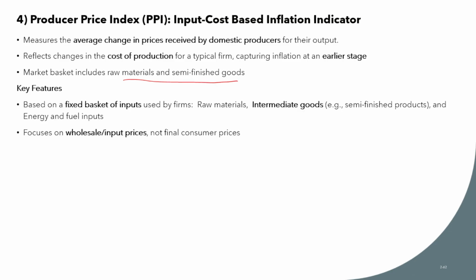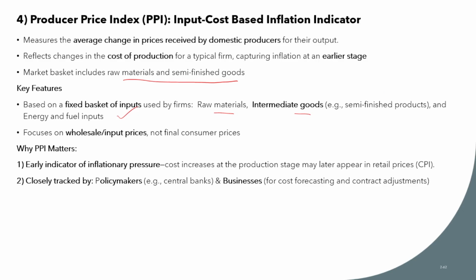The key features are based on a fixed basket of inputs used by firms, including raw materials, intermediate goods, and energy and fuel inputs. It focuses on wholesale input prices, not final consumer prices. The focus is mainly on the inputs for producers: intermediate goods, raw materials, and energy and fuel inputs.